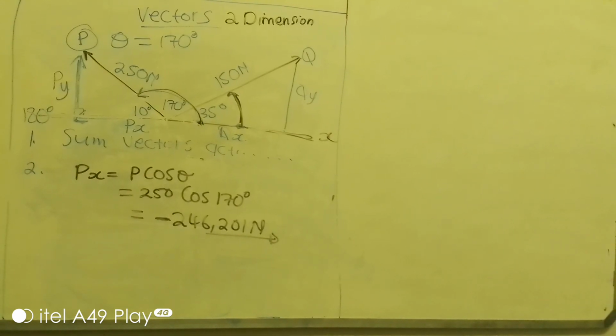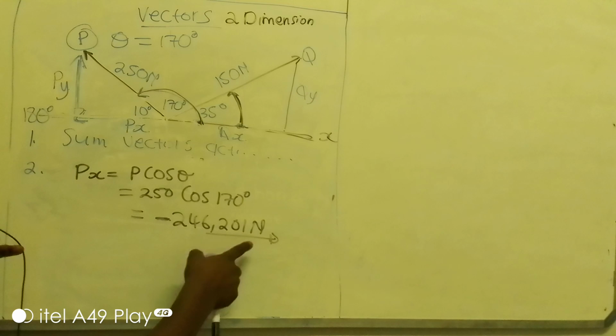The more time you spend on this, the more understanding you will have. But it's a pity you write tomorrow. If it had started in January, I'm sure by now you would have mastered all of this. But it's fine, in June you will be asked the same thing. So master it now, and master it for your exams, for June and for December, because in December you will be asked the same thing. So it's good to master it right now. Okay, so we found Px, minus 246,201 newtons.